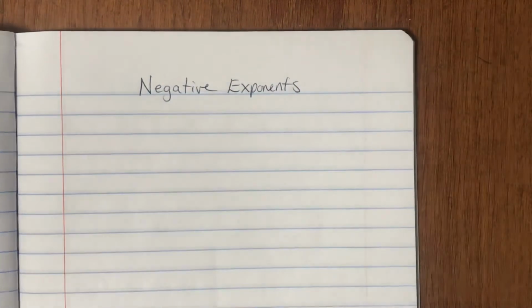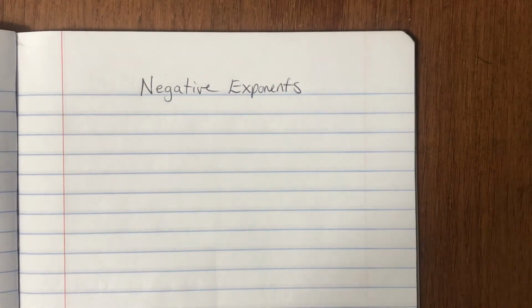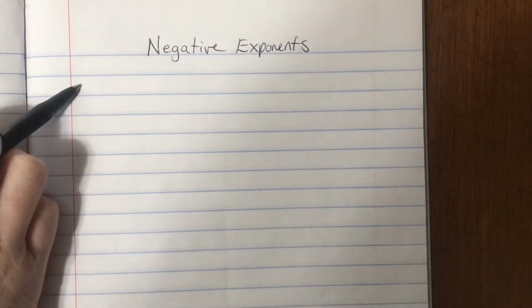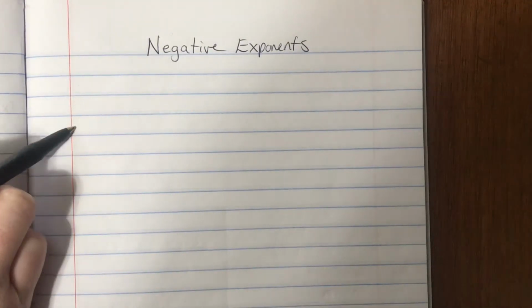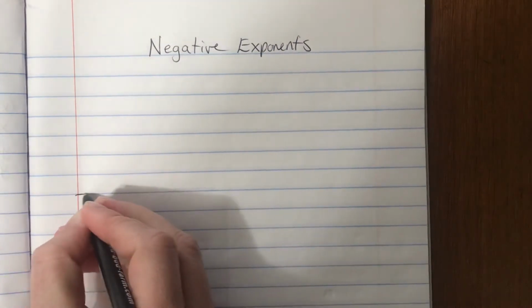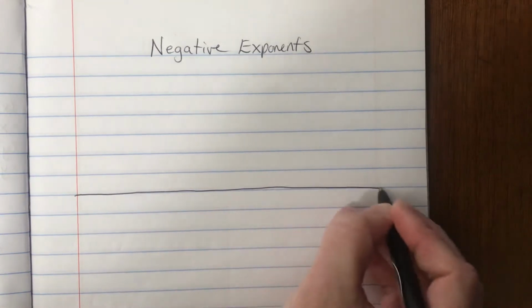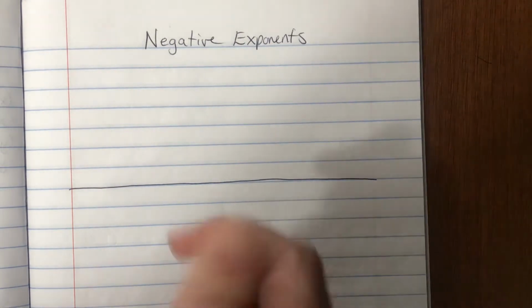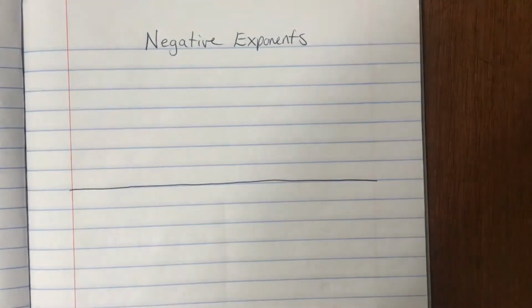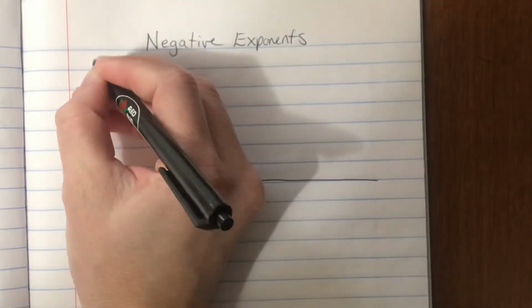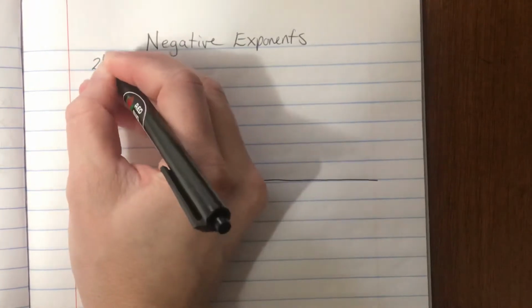All right, negative exponents. First, let's just look at a pattern. We're going to use the first 7 lines, so you can just block off 7 lines here. We're going to create 2 different lists, 2 different patterns. You've probably seen something similar to this before. Let's start with a regular positive exponent.